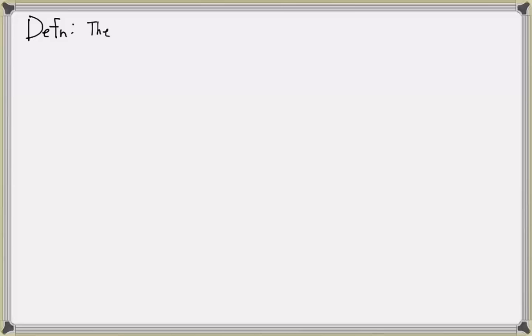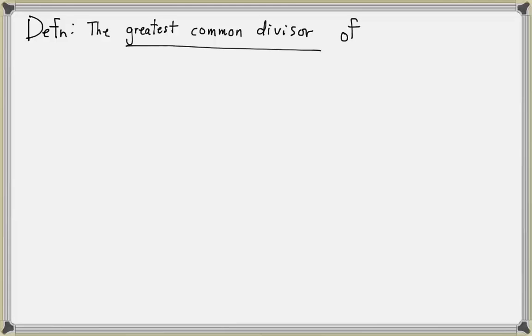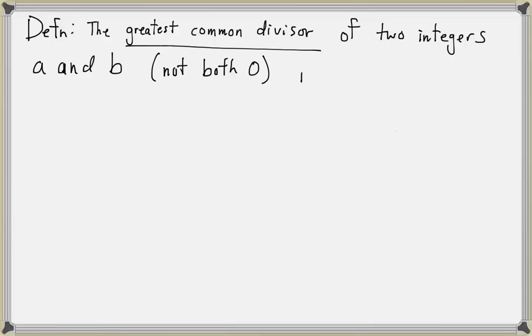The greatest common divisor of two integers a and b, not both 0, is the largest positive integer that divides both a and b.